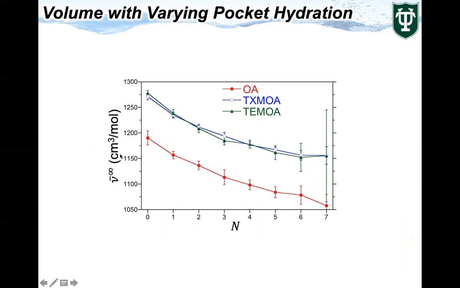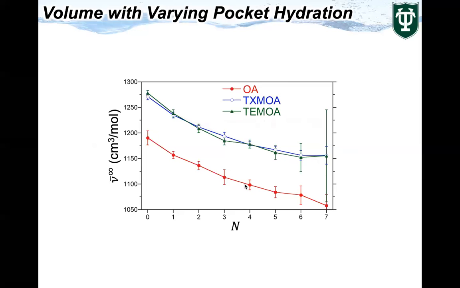And so from our molecular simulations, we can actually look at the partial molar volume of each of these species as a function of the number of molecules inside the pocket. And what we find is that while we have differences in the partial molar volumes of TexMOA and TMOA, experimentally and simulation-wise on average, what we see is that as a function of the number of waters inside that pocket, it's a decreasing function of the number of waters inside that pocket, but basically TexMOA and TMOA have the exact same partial molar volume. The partial molar volume of OA is significantly different or lower, but it has about the same functional difference.